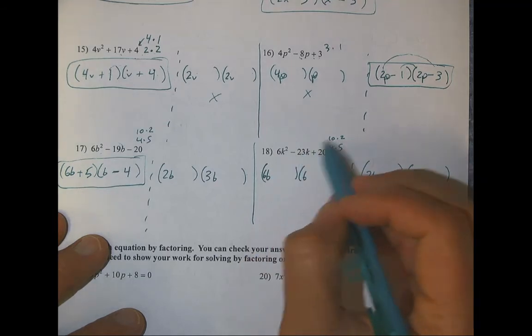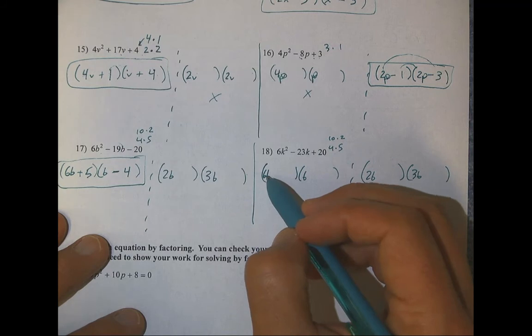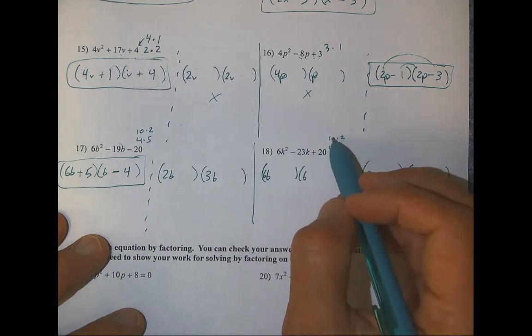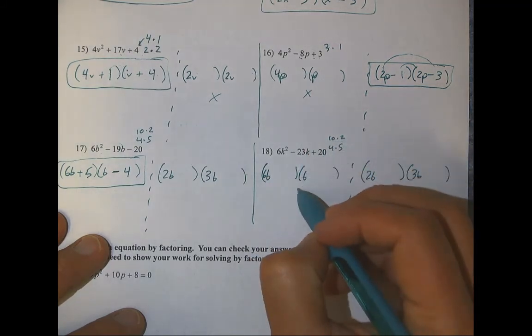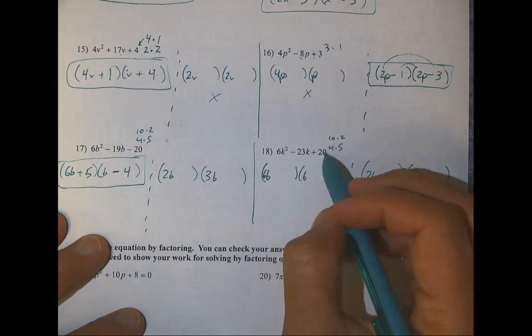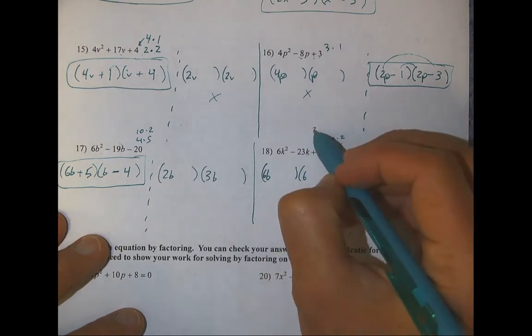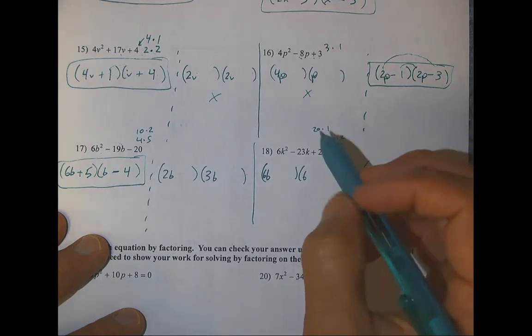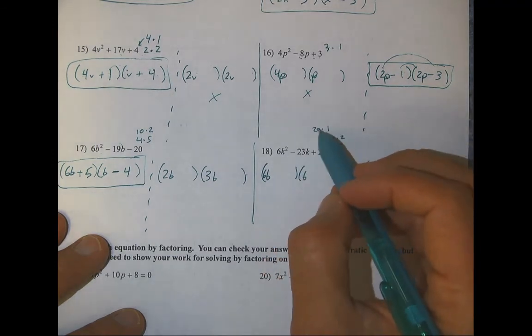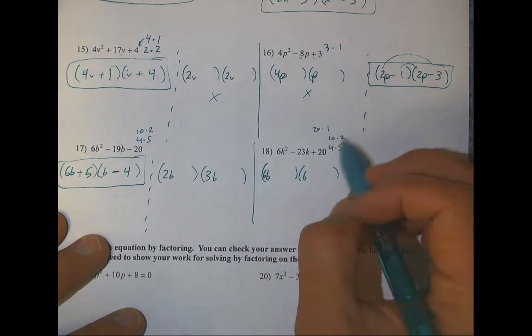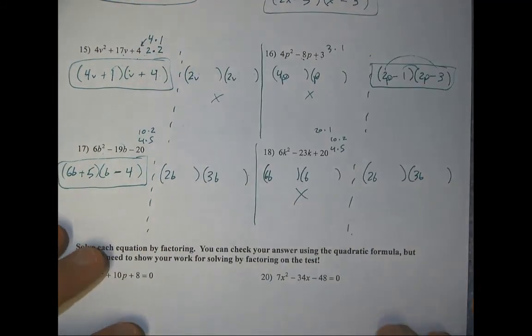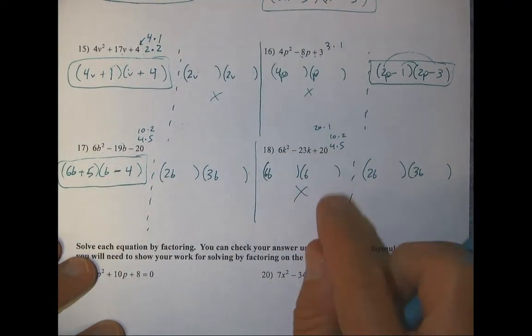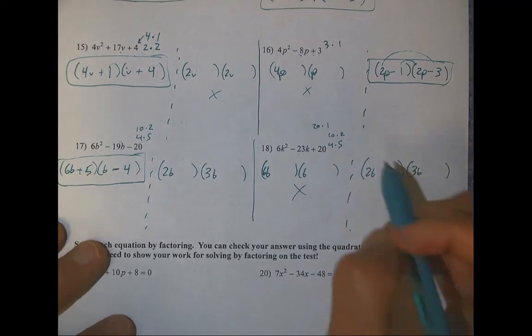So what about 10? 6 times 10 is 60. Nope, that ain't going to work. 6 times 2 is 12, and 10 does not get me to 23. You could try 20 and 1. 6 times 20, obviously way too big, and 6 times 1 is 6, and 20 is not going to get me to here. So I've eliminated this whole side. So it worked great over here, and it didn't work over here. So now I got to go try something over here.